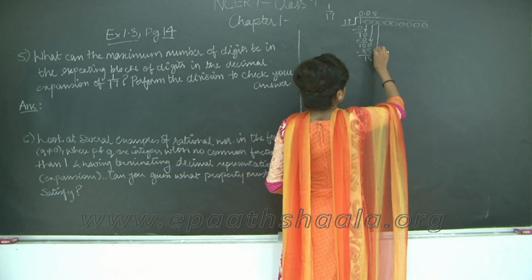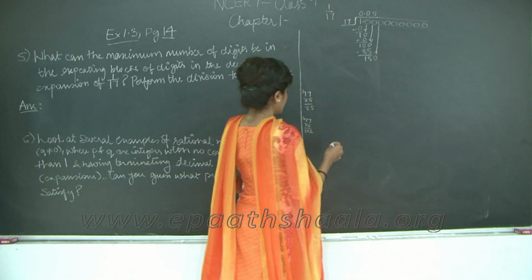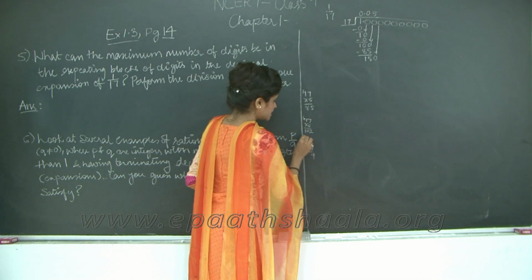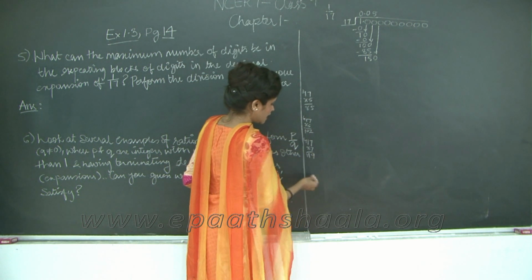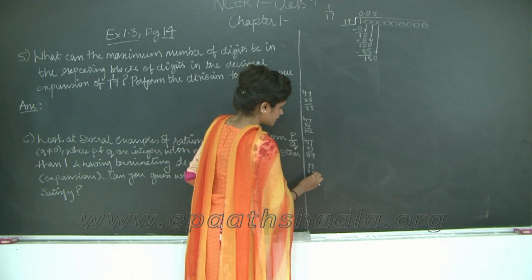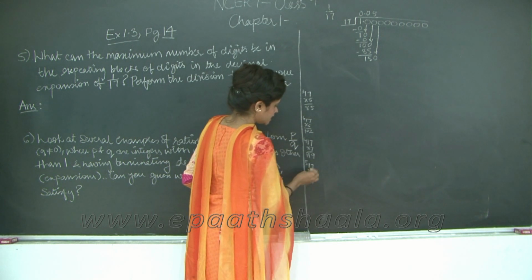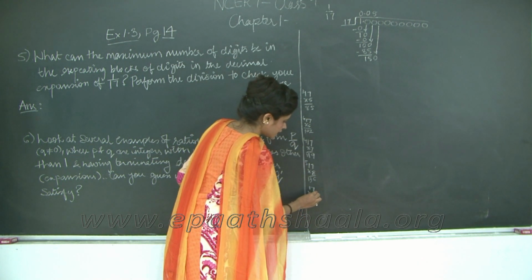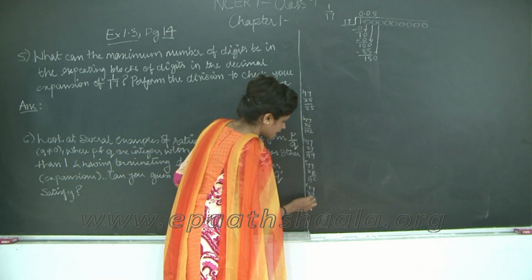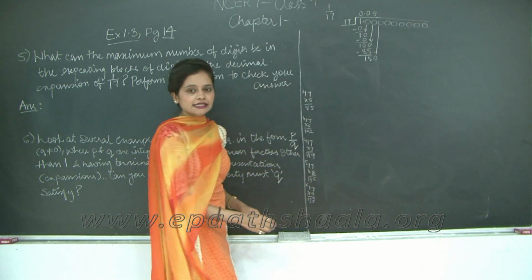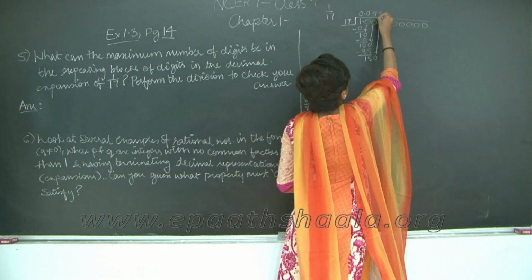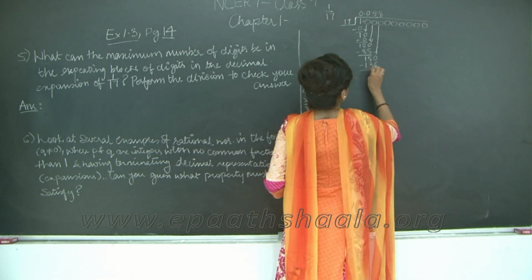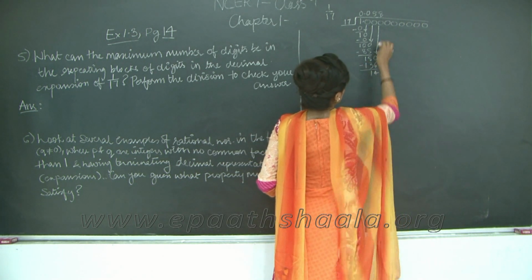I bring down this 0. Let's check for a term closer to this. 17 into 7, 7 7s are 49, 7 1s are 7, 8 9 10 11, 119. How about 17 8s are? 8 7s are 56, 8 1s are 8, 9 10, 136. So 17 8s are. Let's check for 17 into 9. 9 7s are 63, 9 1s are 9, 10, 153. So I will take 17 8s are 136. So this will be 4 and 1, 1 4.